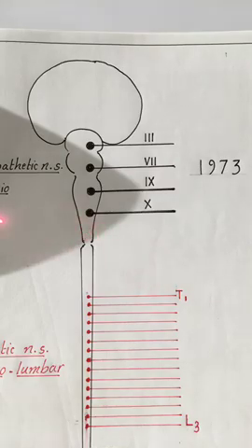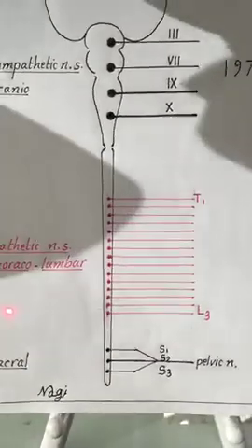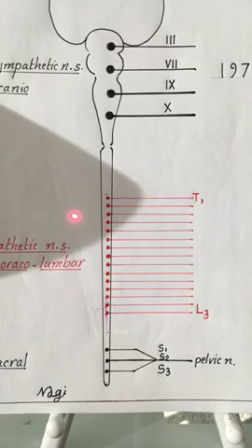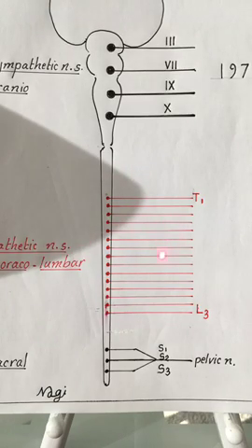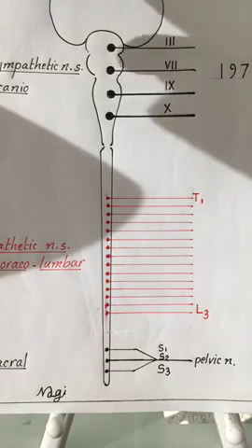The second place where the parasympathetic nerve fibers arise is the gray matter of the second, third, and fourth sacral segments. I will correct this. Second, third, and fourth. That's the middle 3 sacral segments.